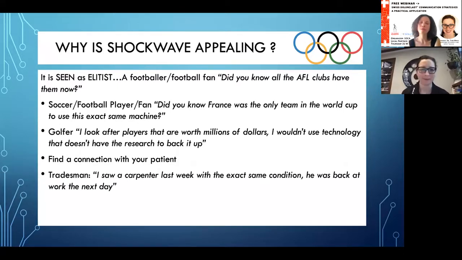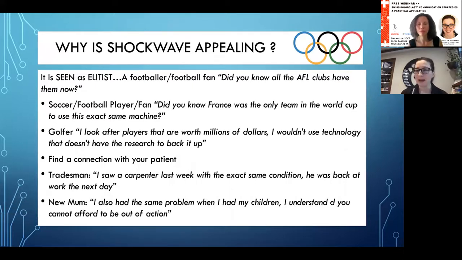If you see a tradesman, I saw a carpenter last week with the exact same condition. He was back at work the next day. Most tradesmen, a lot of them are self-employed, so they can't afford to miss work. They can't afford to be out of action. They've got jobs waiting, they've got people waiting, and they're very frustrated that they can't work. So if they're a tradesman, and it doesn't matter what they are, they could be a bricklayer or an electrician, and you say to them, I saw another one of the same version of what they are last week with the same problem, and they were able to go back to work, that's already a great positive message that you're sending. There's a good chance they're going to be able to go to work after you treat them. So you're giving them that hope, which is really important.